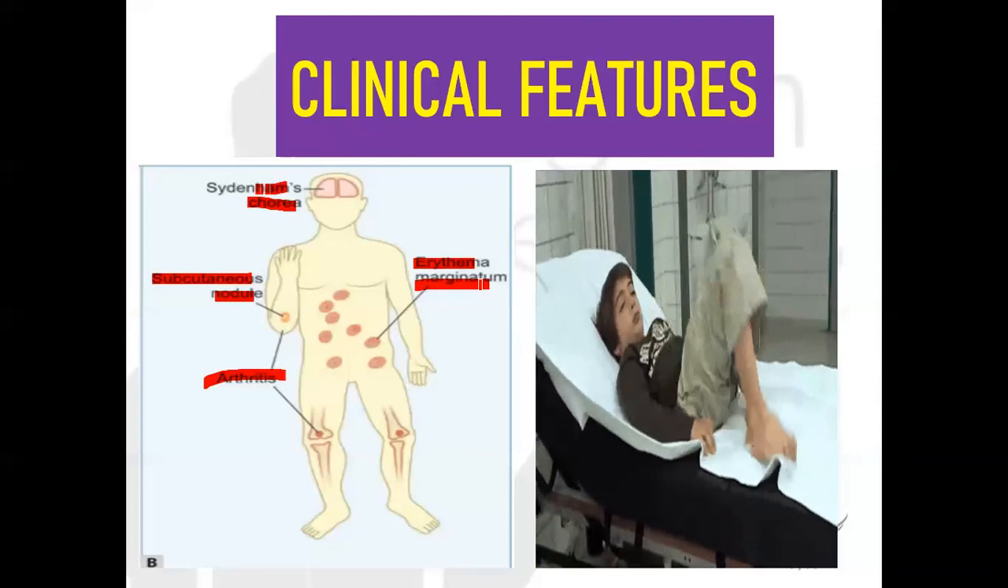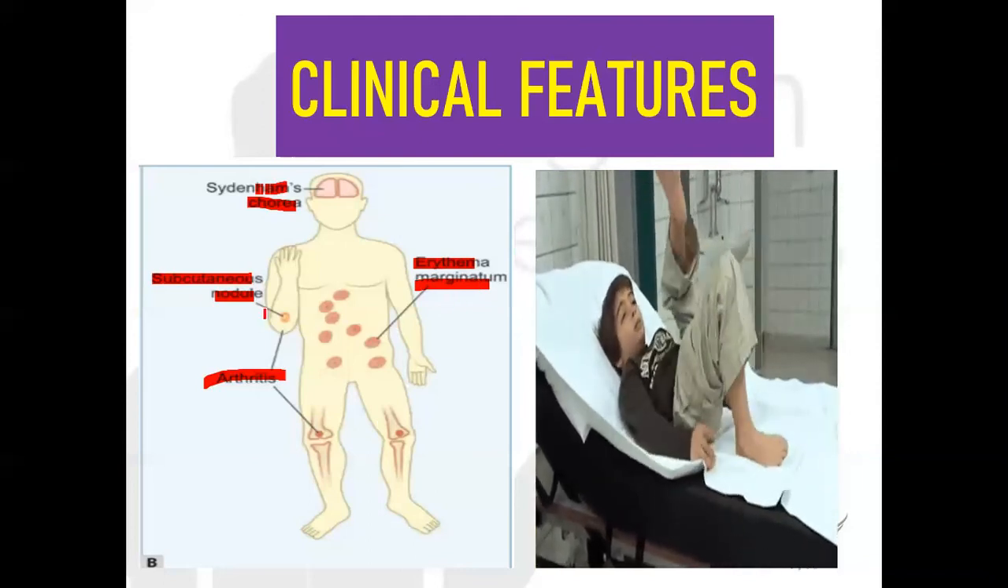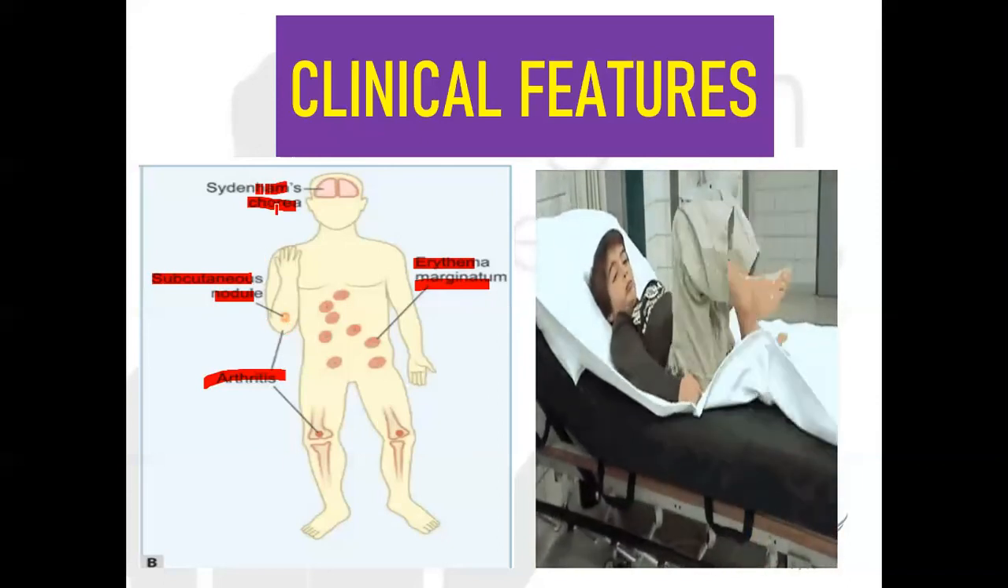Apart from that, we'll have this erythema marginatum, so all these red patches over the skin. Okay, and then subcutaneous nodule on the extensor aspect of the forearm, and then Sydenham's chorea. What is the Sydenham's chorea?